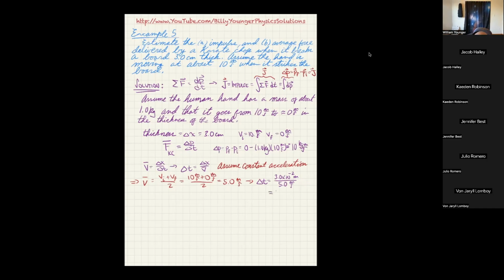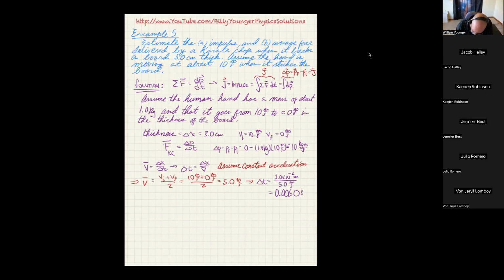I'm going to say this is 0.0060. That's actually meters divided by meters per second. So that just gives me seconds, which is luckily what I wanted.